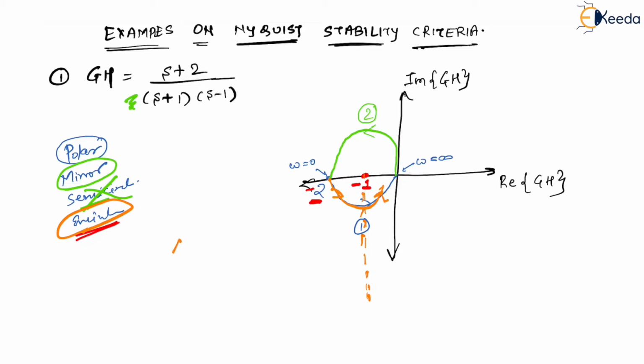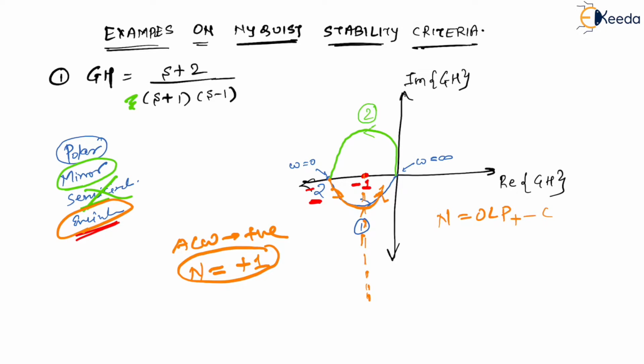Anti-clockwise indicates it is going to be positive, which means encirclements N is positive, which is nothing but plus 1. Encirclements N is plus 1. Now we want to understand the stability. For stability, we know N is equal to OLP plus minus CLP plus. So this is going to be plus 1.